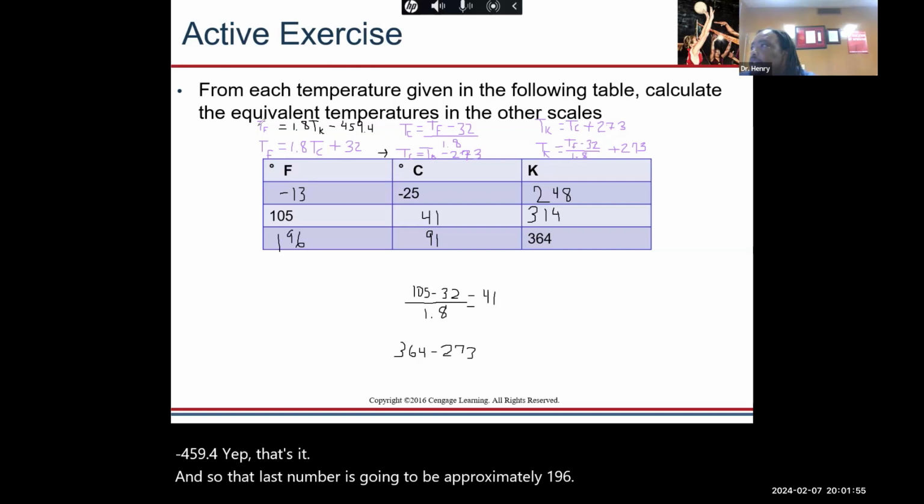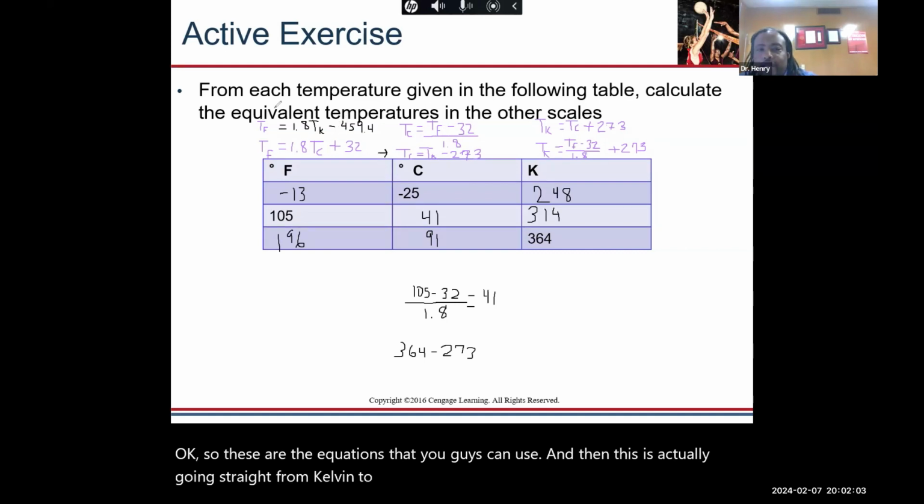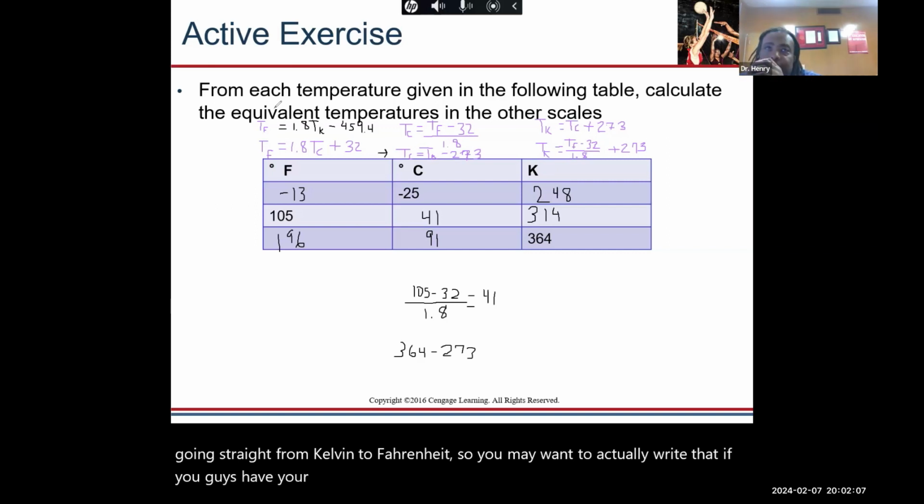Okay. So these are the equations that you guys can use. And this is actually going straight from Kelvin to Fahrenheit. So if you have your packet, you may want to write that at the top of your packet, or write it somewhere so you can write it on your packet when you print your packet.